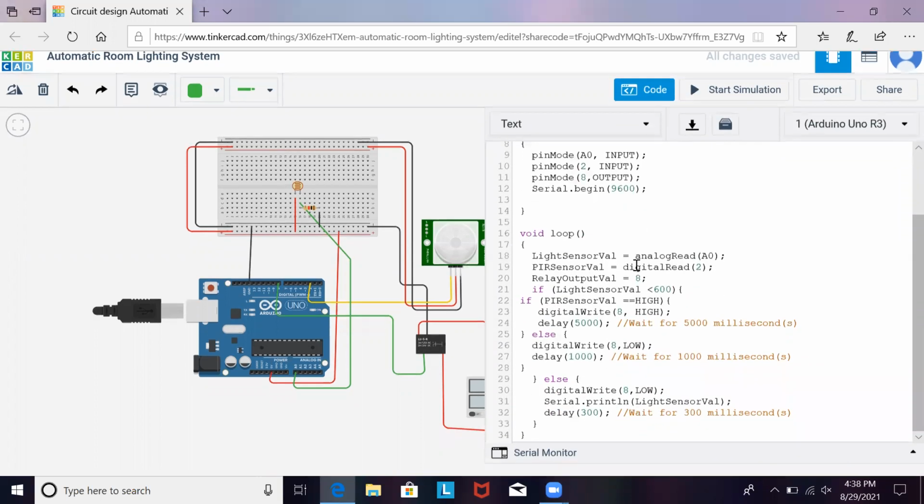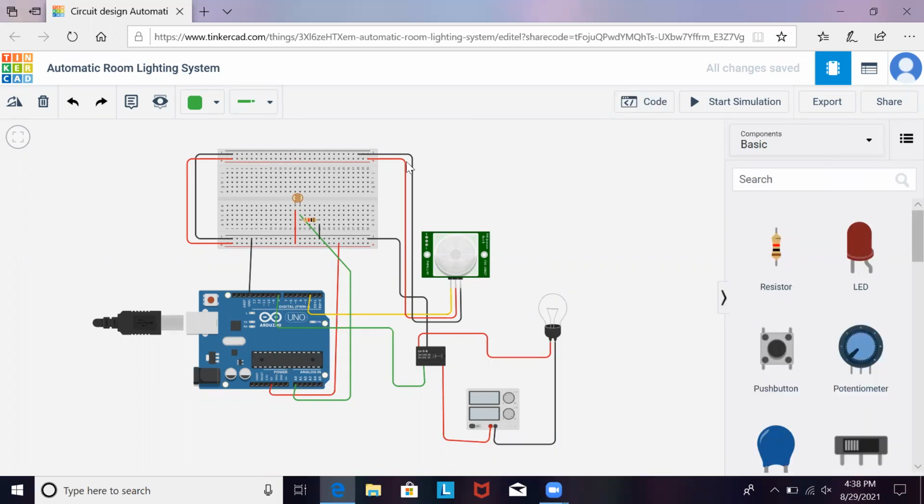This is the coding part of our simulation. And this is the circuit, how it is connected.